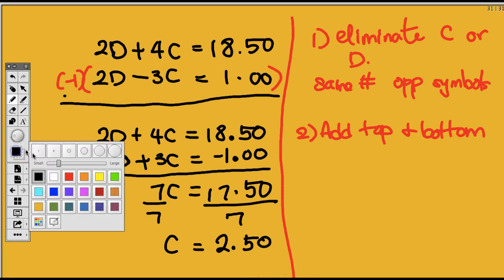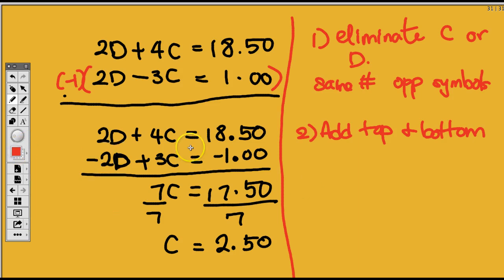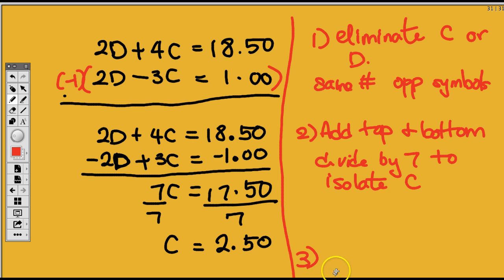Okay? Oh, so I forgot to write down steps as I was doing this. So we have to add top and bottom. And once we did that, we were supposed to divide both sides by 7 to isolate the C. Isolating means leave by itself, right? And so now we have the cat food price, right? So then our next step will be what? Plug 2.50 into the C to find D, or the dog food, the cost of the dog food, right? So let's go ahead and do that.